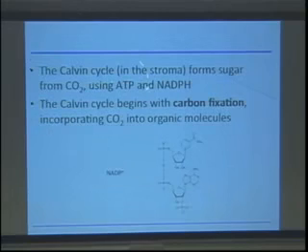The enzymes of the Calvin cycle are located in the stroma of the chloroplast, and these enzymes are synthesizing sugars from carbon dioxide, and they use ATP and NADPH that are produced during the light reactions. And this is a cycle that begins with what's called carbon fixation, incorporating carbon dioxide into an organic molecule that is then used, in a cyclic pathway, to produce larger organic molecules. And we're going to look at the Calvin cycle in more detail on Friday.